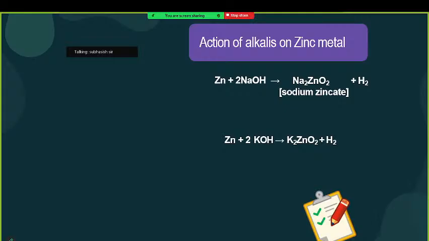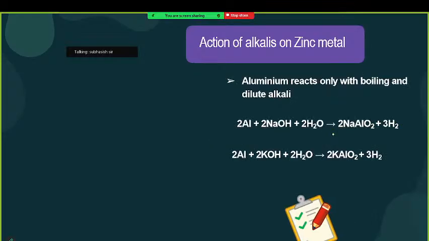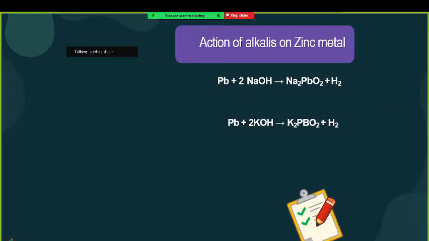So when zinc is reacted with sodium hydroxide, it produces hydrogen and sodium zincate. Or even with potassium hydroxide, it reacts to produce hydrogen. But here you see aluminium. Aluminium also reacts with sodium hydroxide to produce sodium aluminate and hydrogen, and it also reacts with potassium hydroxide. All the balanced equations are very important. Action of alkali on the zinc metal.